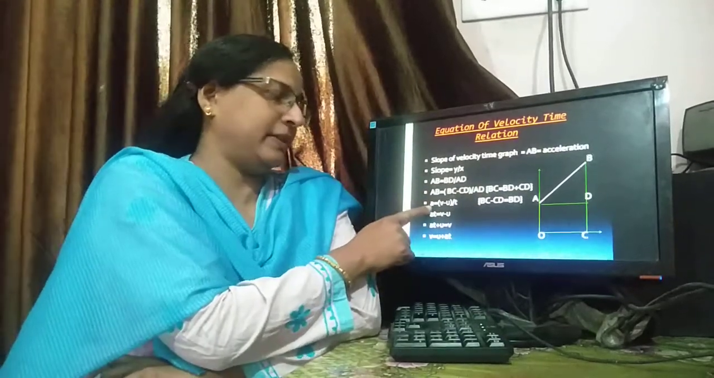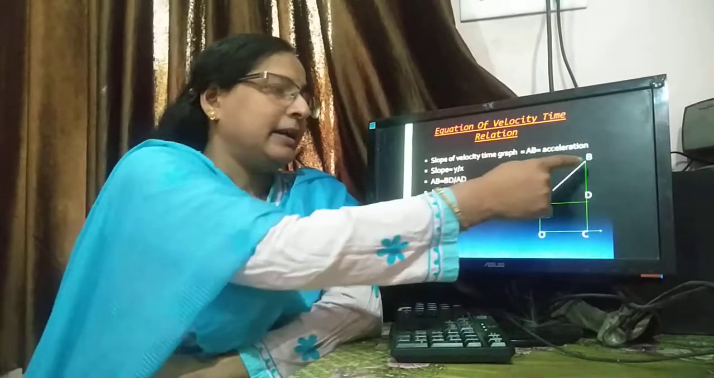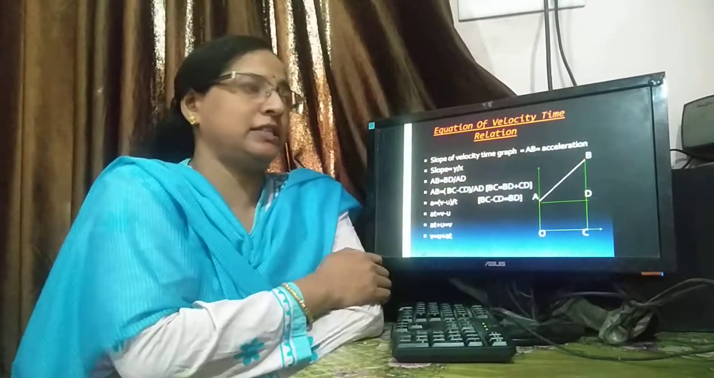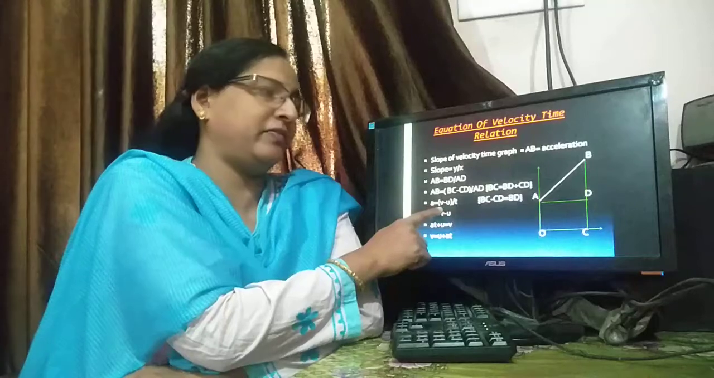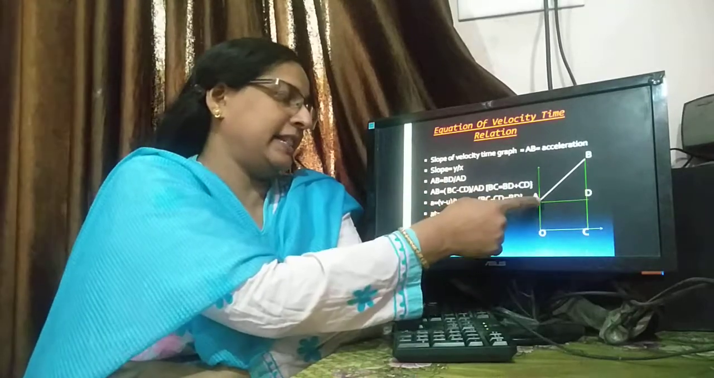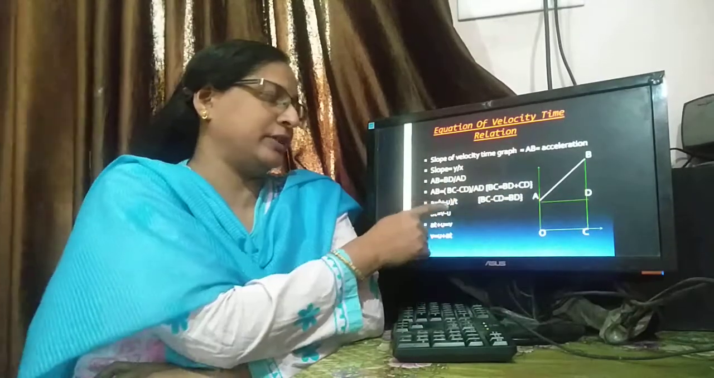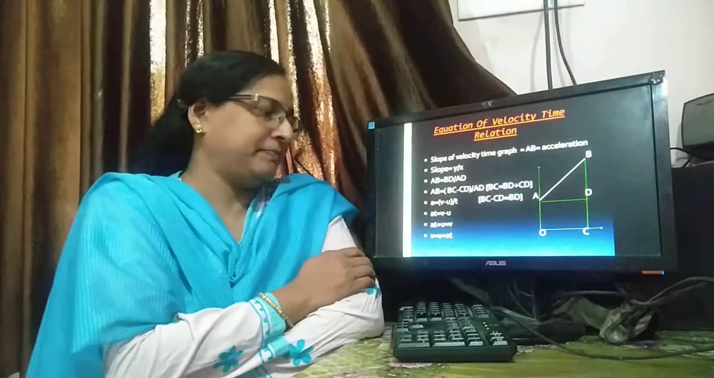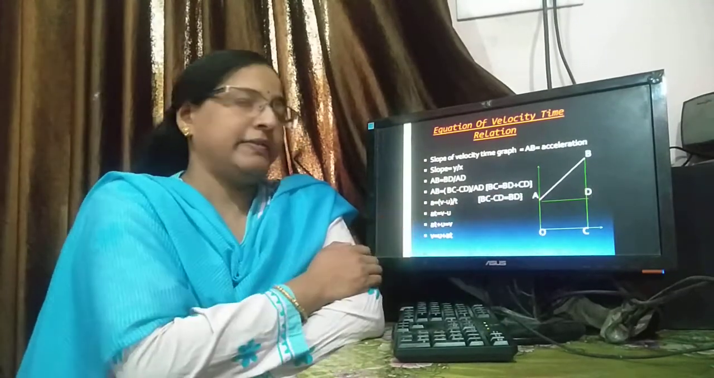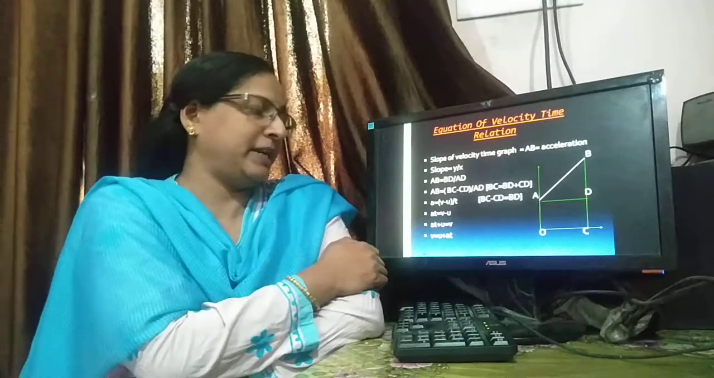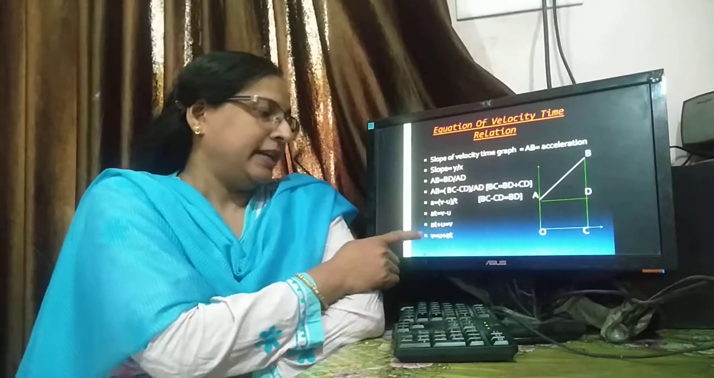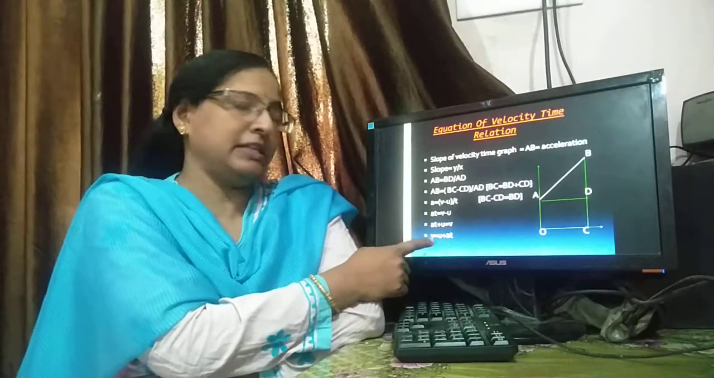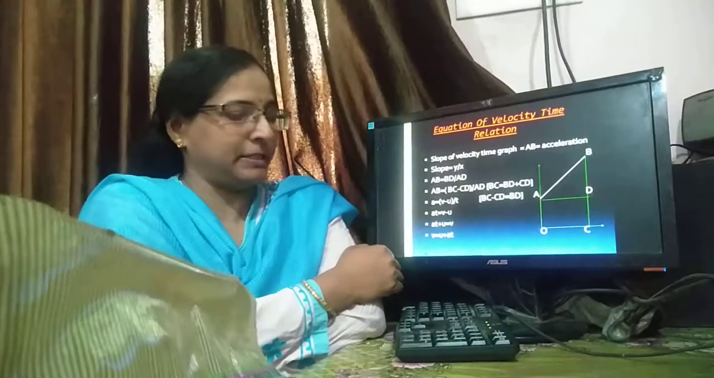So, AB is given by a, and the length of BC, this is the final velocity, so BC is given by V, and the length of CD is equal to U, upon the length of AD, which is T. Rearranging this, we get AT is equal to V minus U, and AT plus U is equal to V. V is equal to U plus AT.